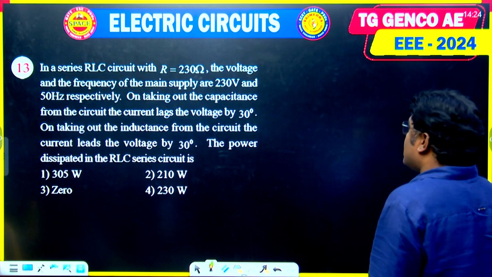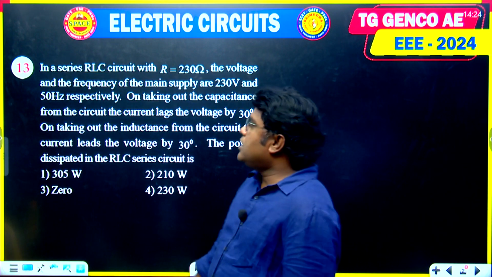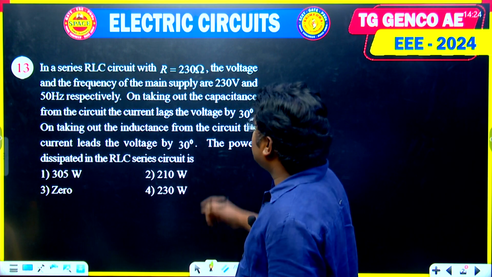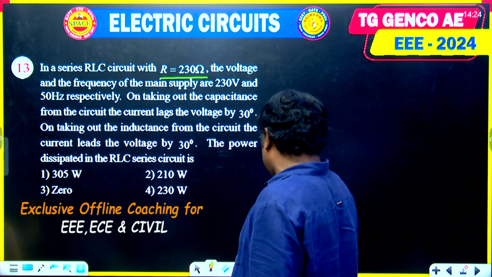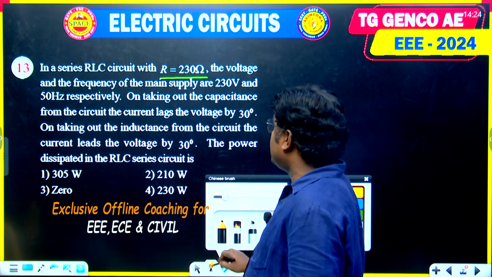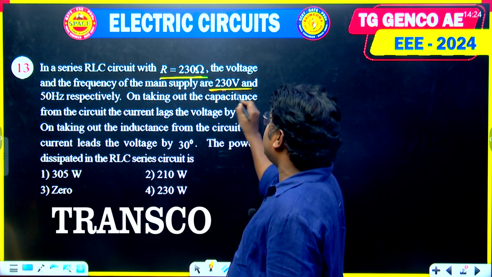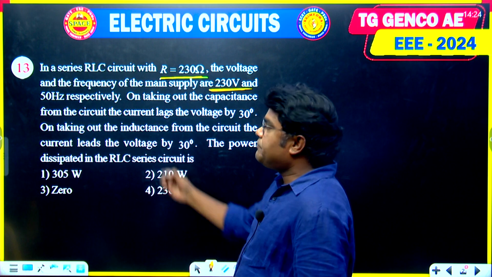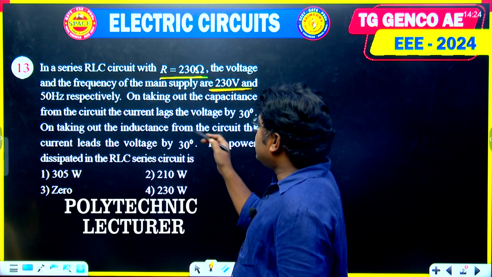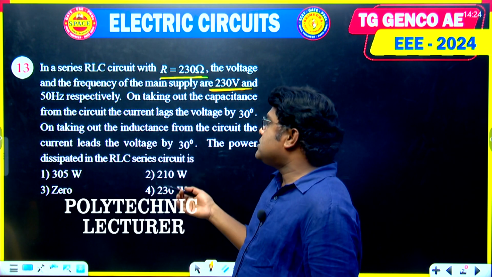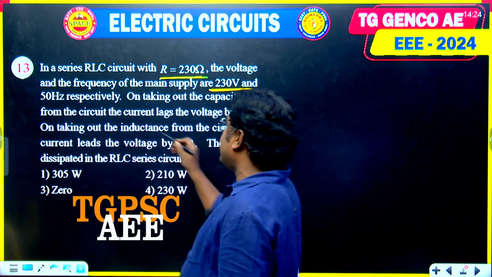Next, let us solve question number 13. In the RLC series circuit, R is equal to 230 ohms. Here it is given that R is 230 ohms and the frequency of the main supply, V is 230 volts, 50 hertz respectively. On taking out the capacitor from the circuit, the current lags the voltage by 30 degrees.